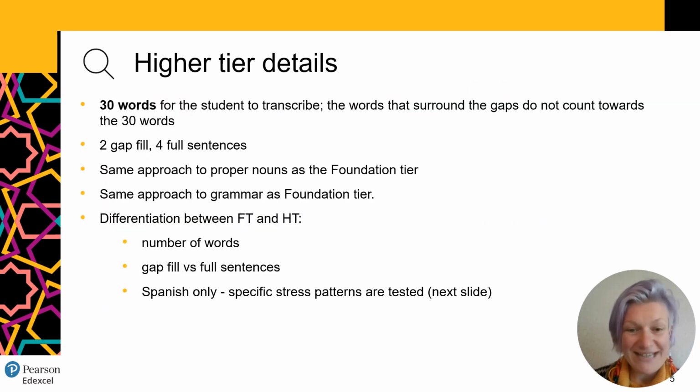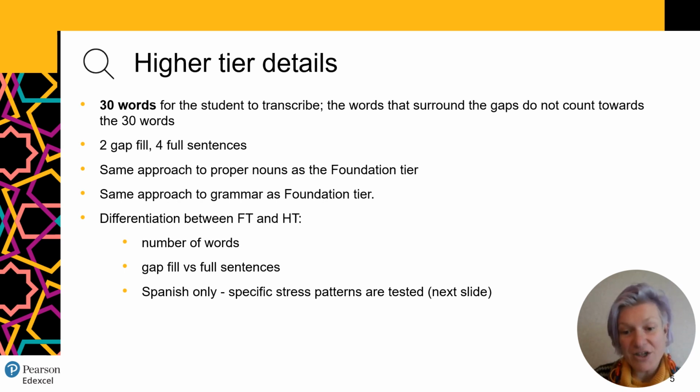So let's have a look at the detail of the higher tier then. So 30 words for the students to transcribe on the higher tier, so 10 more than the foundation tier, and that ratio as well is different, so 2 gap fills and 4 full sentences. However, the approach to proper nouns and the approach to grammar that we've just talked about for the foundation tier is actually the same between the foundation tier and the higher tier.